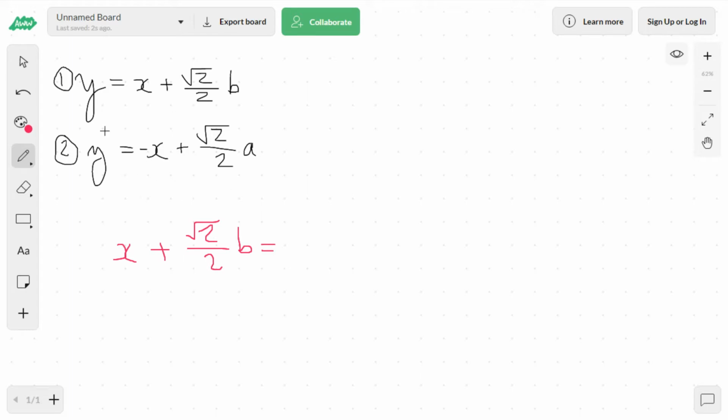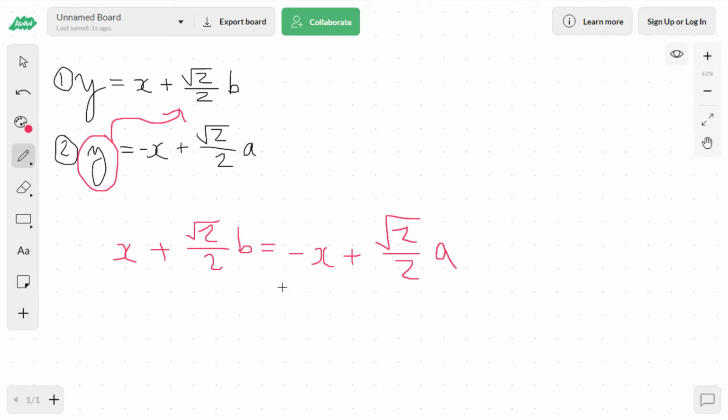Well, it's equal to the rest of this. We're basically taking this over here and replacing it with what it's equal to. So the other half of the equation was negative x plus root 2 over 2a. Okay, cool.